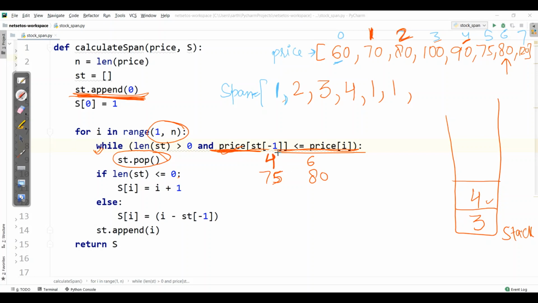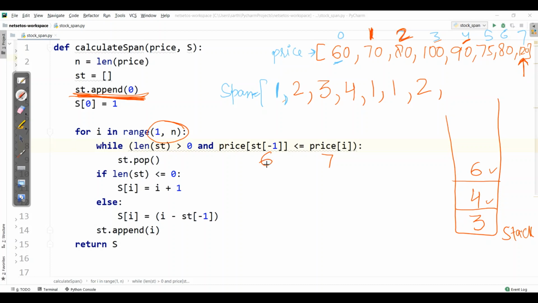So here it will check the fourth index price, which is 90. Is 90 greater than current value? Yes, it is not following this condition by now. So here we will get appended index. Here we will have 6. Whereas coming to span, it will be 6 minus 4, 2. Then for the next last iteration, it is at the top of the stack 6 and current is 7.